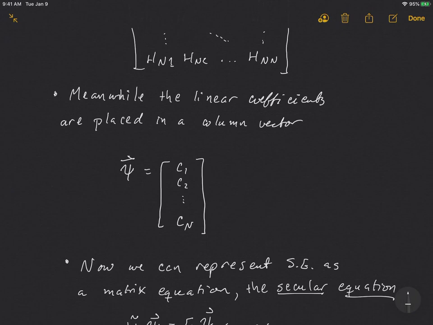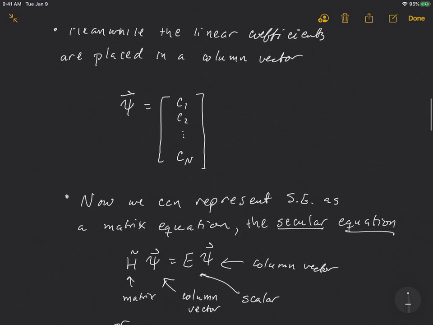So we've got the underlying wave functions that form the basis set. Those are built into our Hamiltonian matrix. We have the linear coefficients. Now we have all of the pieces specified, and we can represent our Schrodinger equation as a matrix equation as follows.